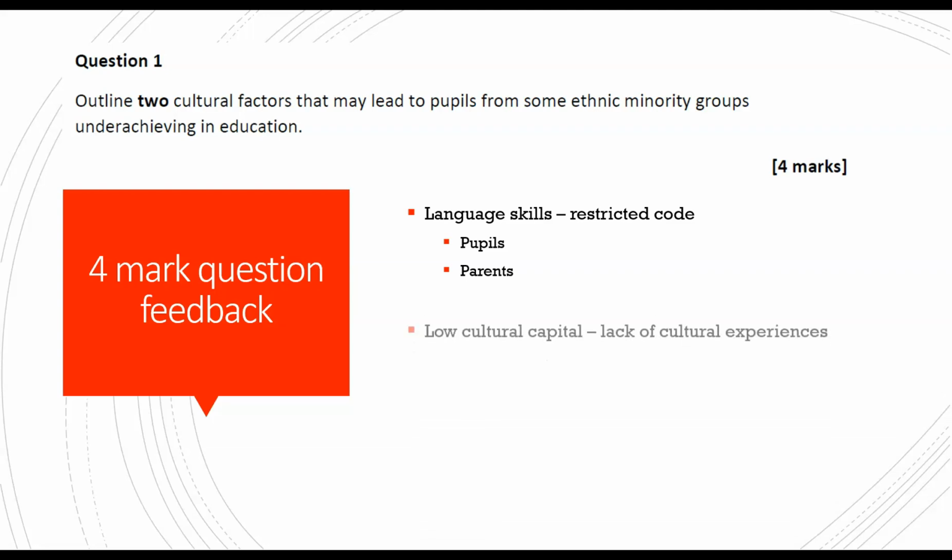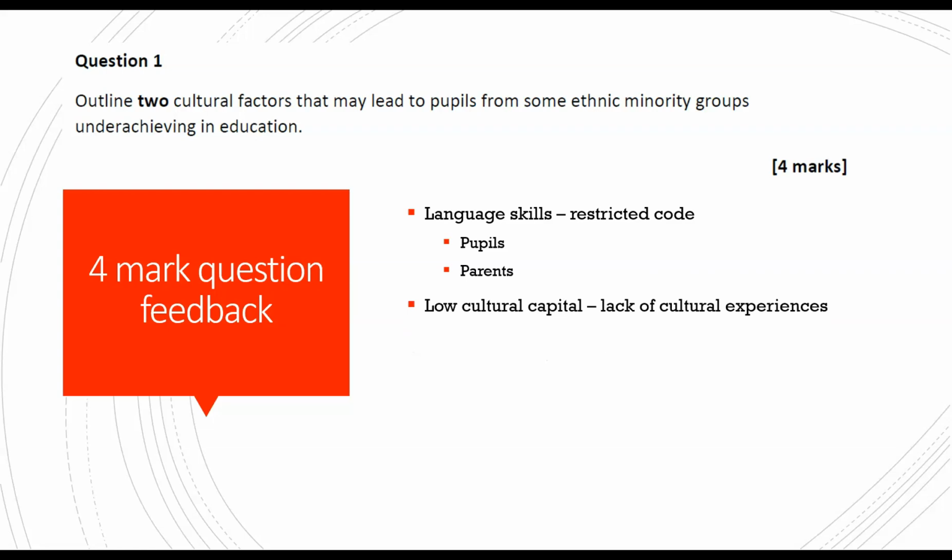Second point you could have had was low levels of cultural capital. Do you remember we talked about Pierre Bourdieu in class and how he talked about how some groups who have low levels of cultural capital miss out on those key cultural experiences, like being able to play an instrument or having foreign holidays or going to the theatre or going to museums, those cultural experiences that you need in order to be successful to contextualise the kind of things that you learn in education.